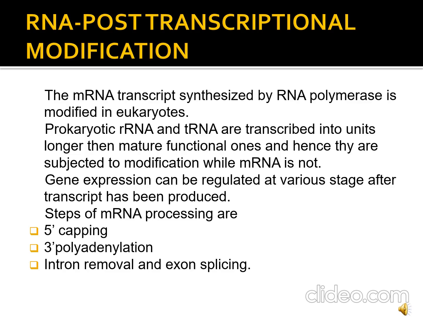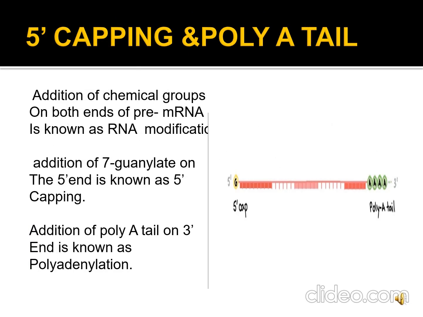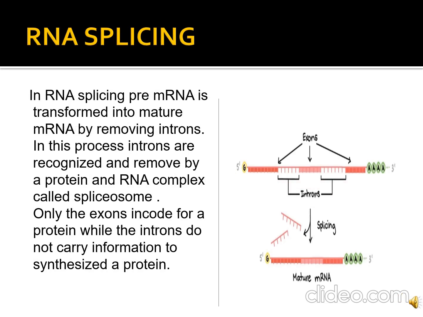RNA processing is known as post-transcriptional modification. It includes 5' capping, 3' polyadenylation, and RNA splicing. Addition of chemical groups on both ends of the mRNA is known as 5' capping and polyadenylation. RNA splicing is a process by which pre-mRNA is converted into mature mRNA by removing introns.